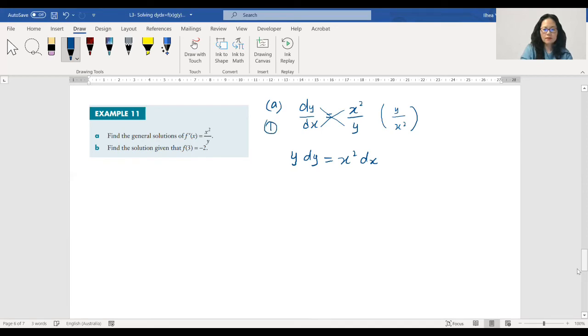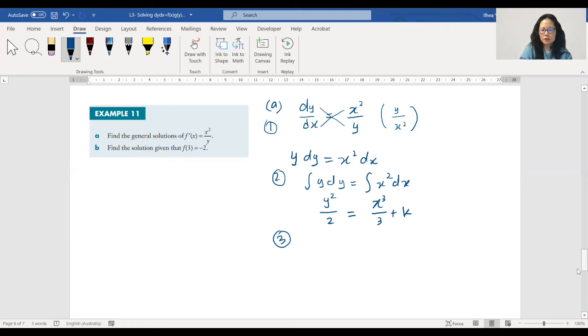We separated. Second, I'm going to do integration. So y dy, x squared dx. We do this straight away instead of doing C1, C2. Okay, and that's what I've got. And then I'm going to make y the subject.